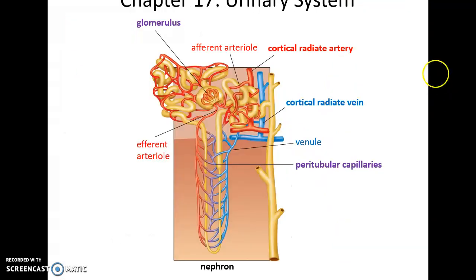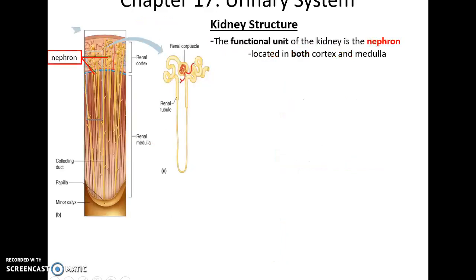All right, so again, here is the nephron in yellow, and we see here the cortical radiate artery branching up to the afferent arterioles, which go into the glomerulus, which is inside the nephron, and then out the efferent arteriole. These may then go into what are called the peritubular capillaries, so that we have two capillary beds connected by an arteriole, and then it'll become a venule and out the cortical radiate veins.